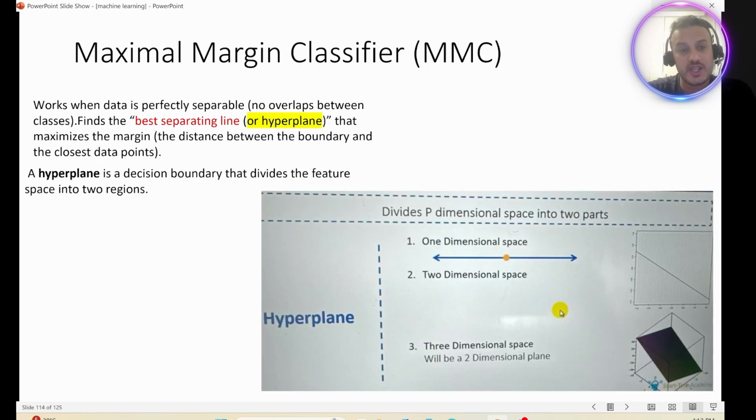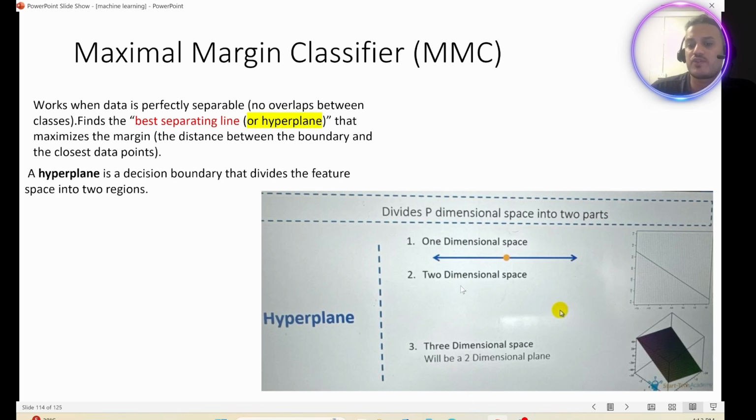So the Maximum Margin Classifier works when data is perfectly separable, with no overlap between classes. We have to find the best separating line or hyperplane that maximizes the margin, the distance between the boundary and the closest data point. First, we need to define the hyperplane. For example, if we have one-dimensional space, with only one independent variable, the hyperplane, this point in yellow, will separate the space into two parts, two classes.